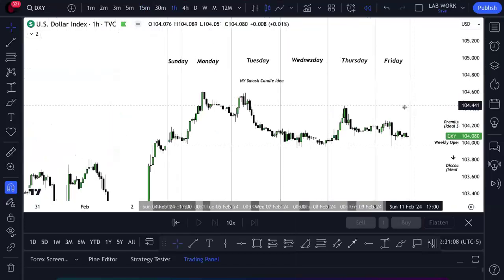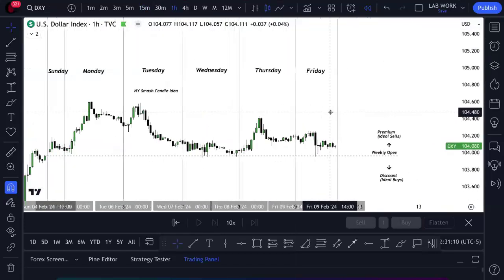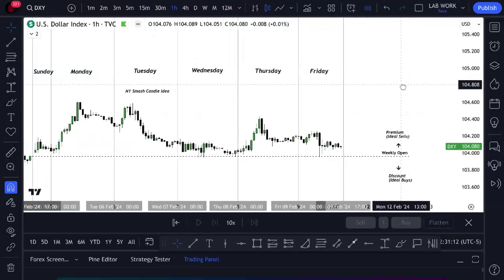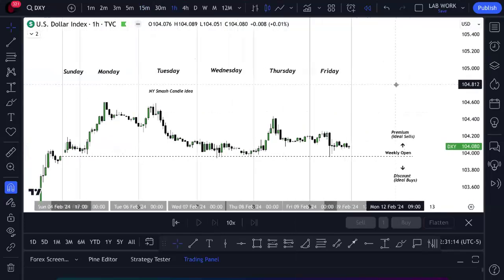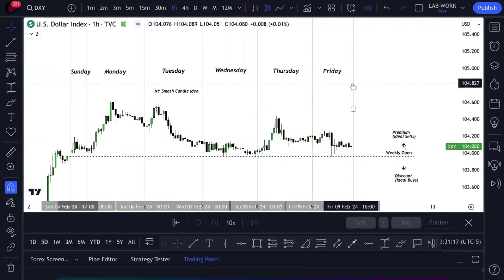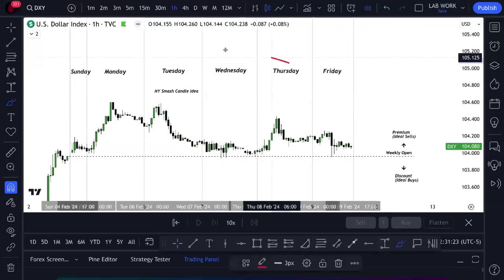So just looking at the weekly opening price, we're still in the first topic of the video, the weekly range review. This is what happened this week, Sunday to Friday. I don't like to trade Sundays. I don't like to trade Mondays, and I don't like to trade Fridays. These are the main days I really like to trade.